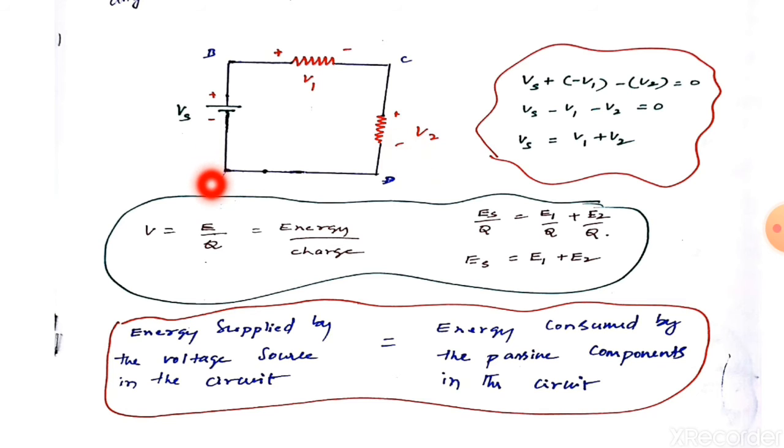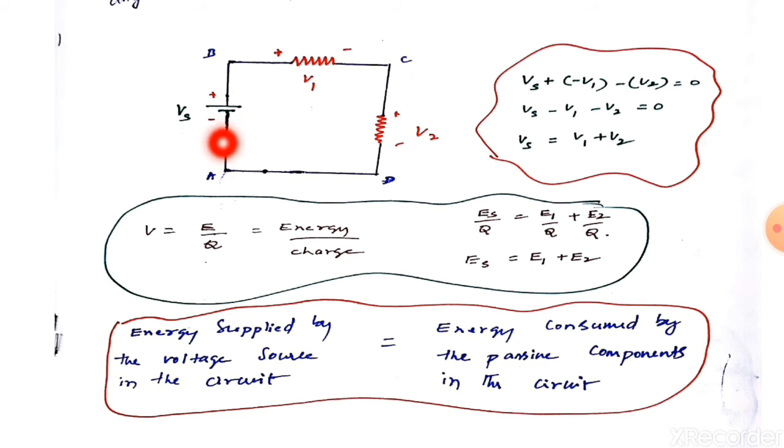Now, to apply Kirchhoff's voltage law, we follow a sign convention: if you move from negative to positive, the voltage rises, and the rise in voltage we take as positive. If you move from positive to negative, there is a drop in voltage, and we take it as a negative voltage.